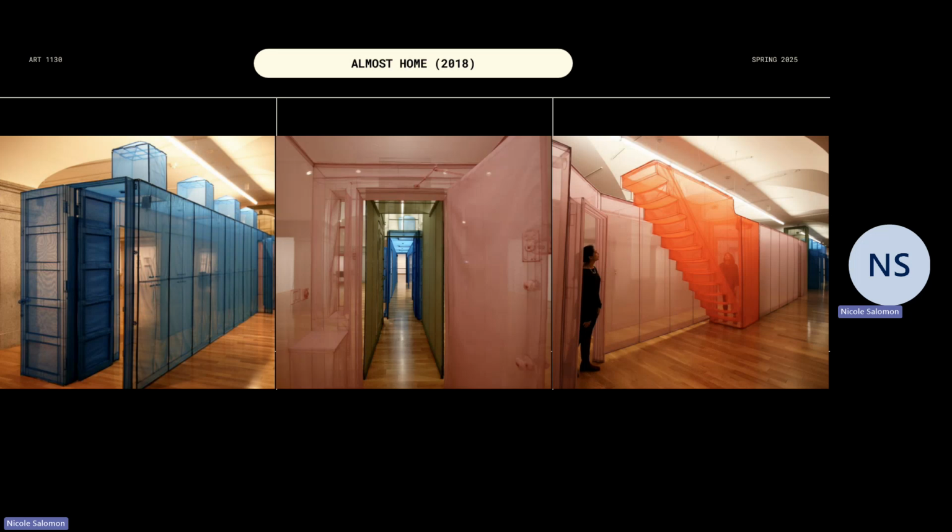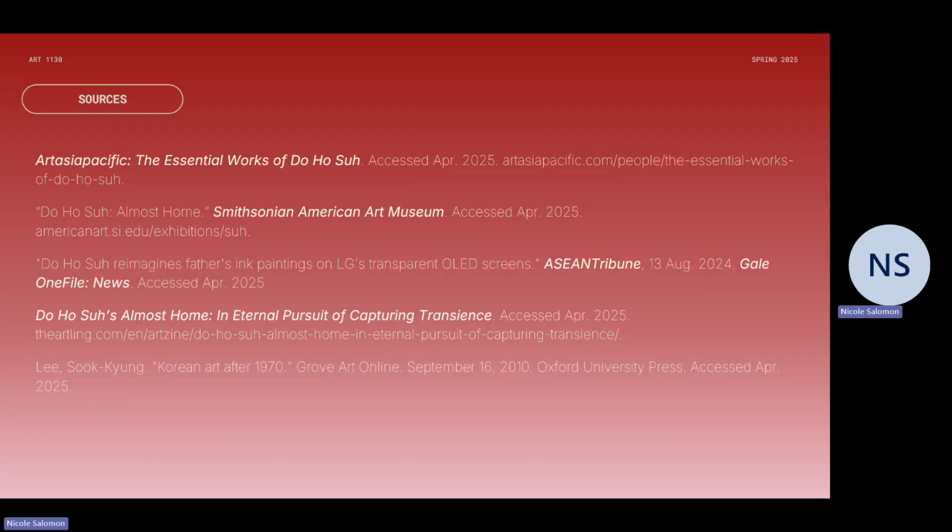It transforms personal spaces into shared emotional experiences, inviting viewers to walk through color-coded hallways representing Suh's homes in New York, Berlin, and Korea. Through this work, Suh reflects on his own geographical and emotional journey, encouraging viewers to explore their own notions of home in a world where identity and belonging are constantly shifting.